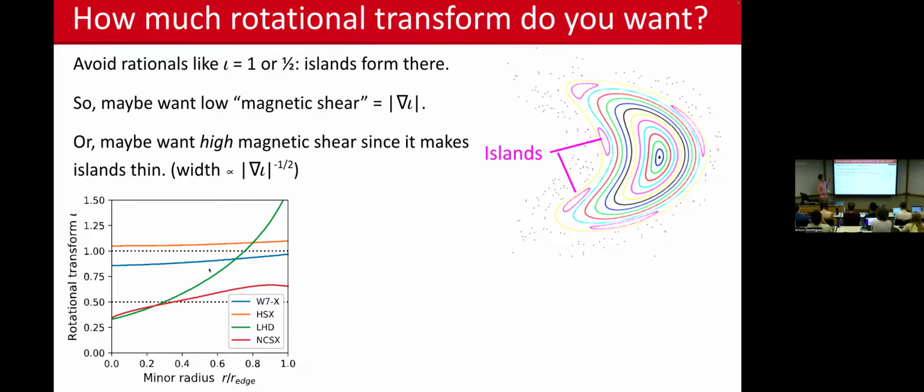And yeah, there are some trade-offs here. You might want high magnetic shear because it actually makes the islands thin. And lots of different stellarators have chosen different profiles for rotational transform. So this is looking at the distance from the magnetic axis to the outer edge of the plasma. You can see a lot of these devices were optimized to avoid the rational surface at iota equals 1, iota equals 1/2. And LHD just says, no problem with islands, but they're going to make the gradients of the rotational transform very large and hopefully make those islands thin.